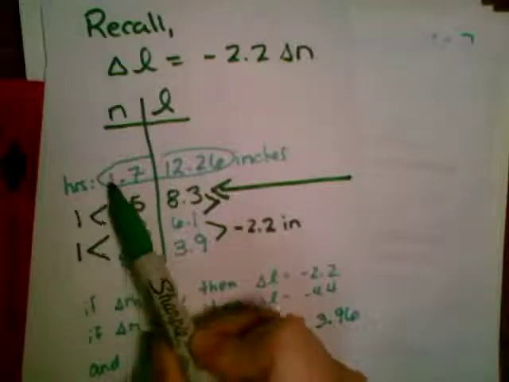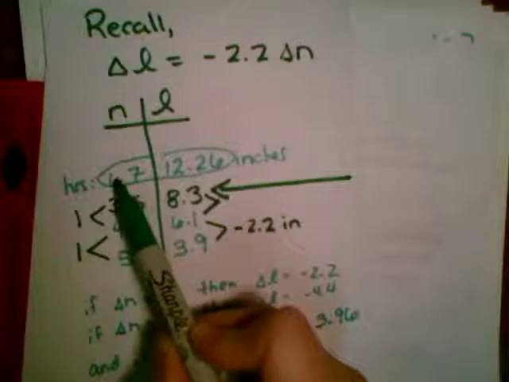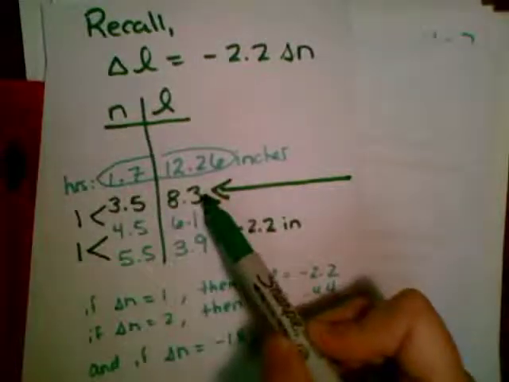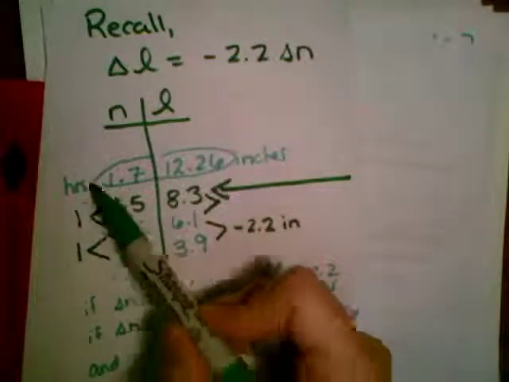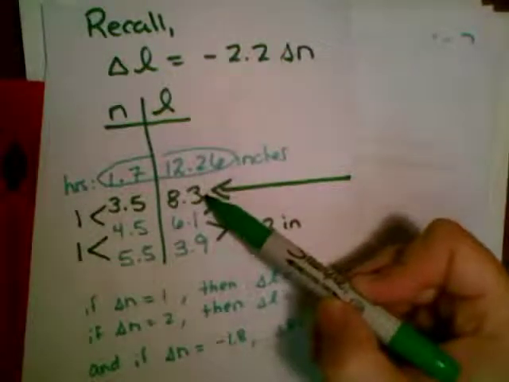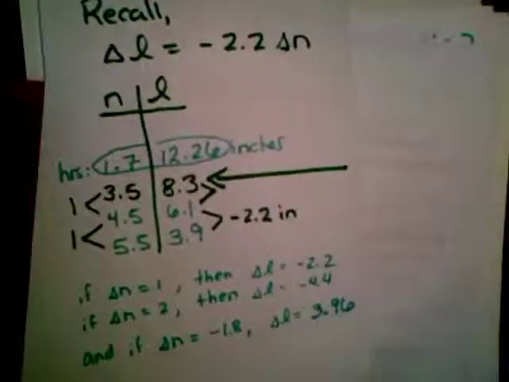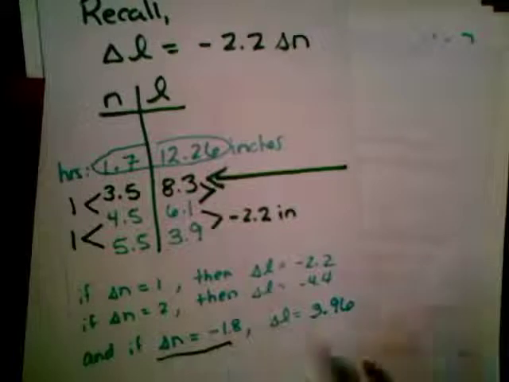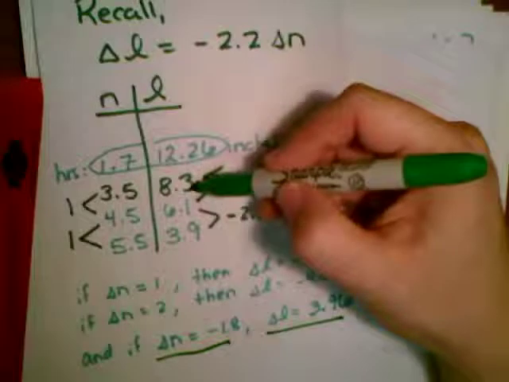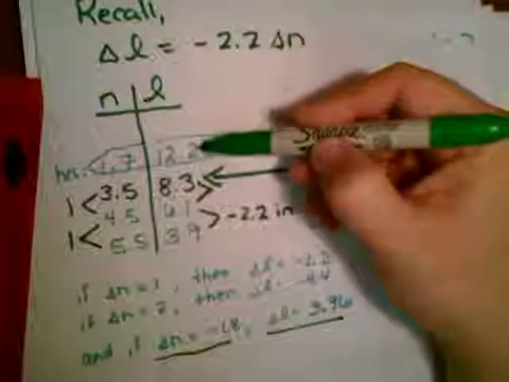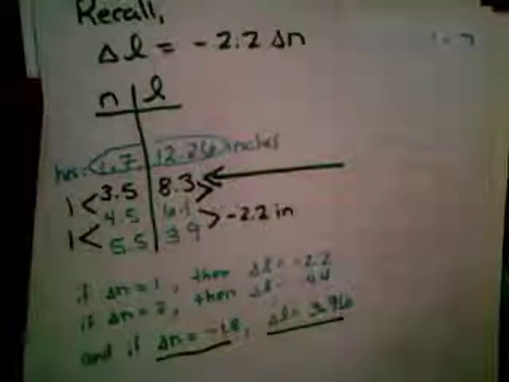We went back in time. So if you look, and I've gone back in time 1.8 hours, I needed to find the corresponding change in length. And when I went back in time, then you can theoretically say we've added length to the candle. And you check my calculations. If delta N was negative 1.8, delta L was 3.96, and so from green 8.3 I added aqua 3.96 and arrived at aqua 12.296.